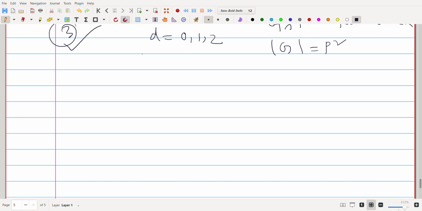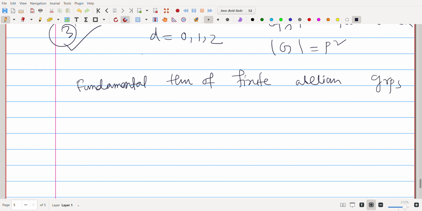And the fourth one: any finite abelian group G has at least d of order of G subgroups, where dm is the number of positive divisors of m. So that directly follows from the fundamental theorem of finitely generated abelian groups. In particular here it is finite abelian groups, so the fundamental theorem of finite abelian groups. It will follow from this.